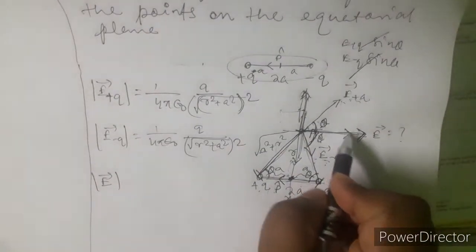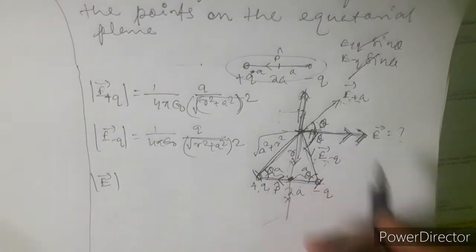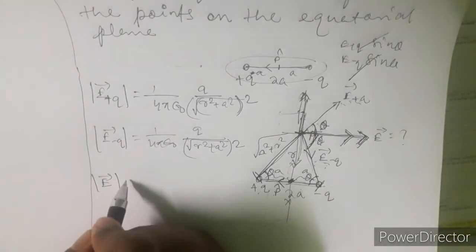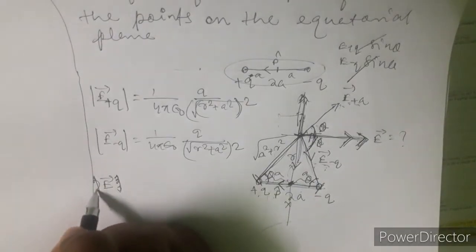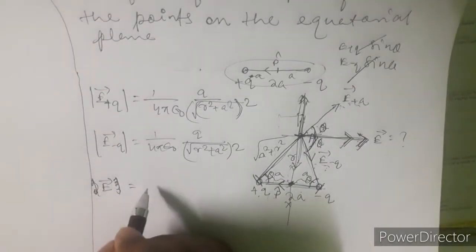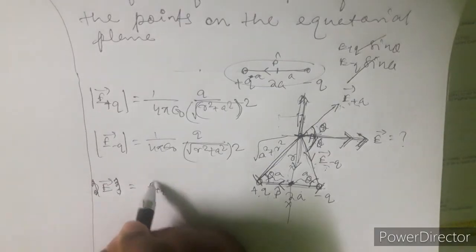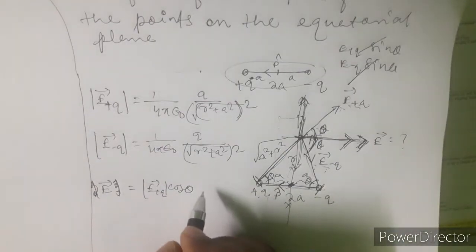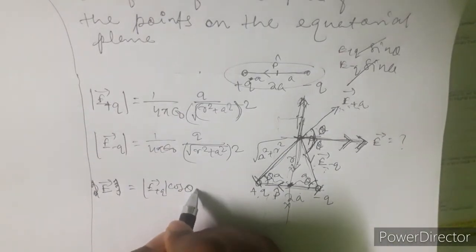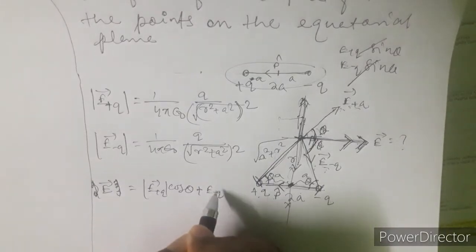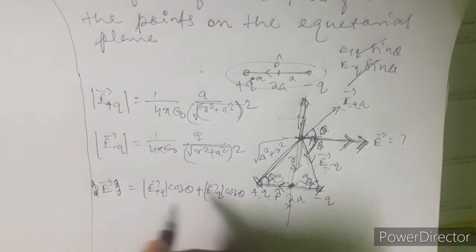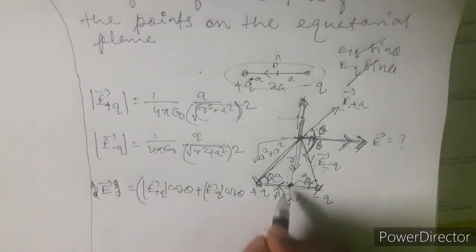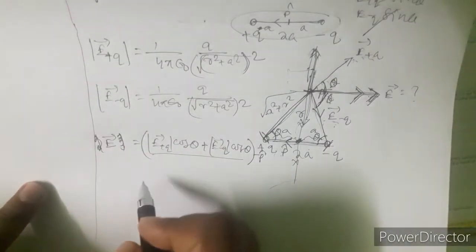Okay, so what will remain? Only the components E plus Q cos theta and E minus Q cos theta will be taken into consideration. So the net electric field E will be, let's write down the magnitude, E plus Q cos theta plus E minus Q cos theta. And what will be the direction? The direction is opposite to P, right? So this will be minus P cap.